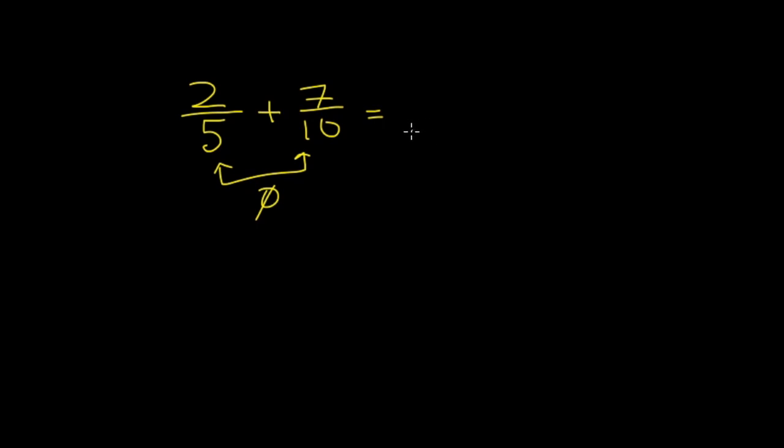Now, what if the denominator was not the same? Let's say I had 2/5 plus 7/10. Here, the denominator is not the same. So I can't just simply put whatever I want here. I have to make these two the same before I add the numerators. So what can I do to these fractions to make the denominator the same?